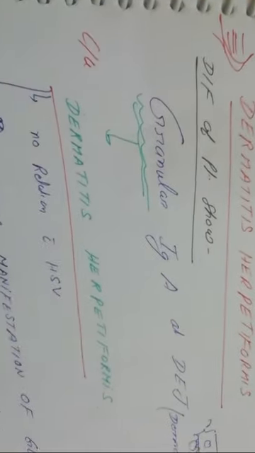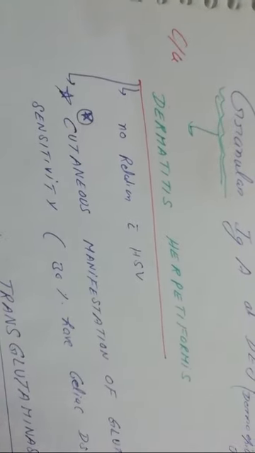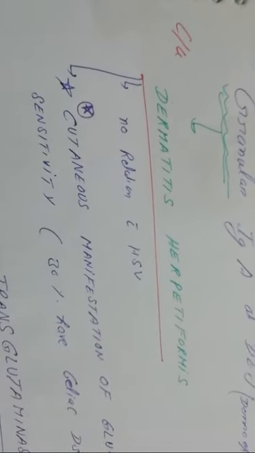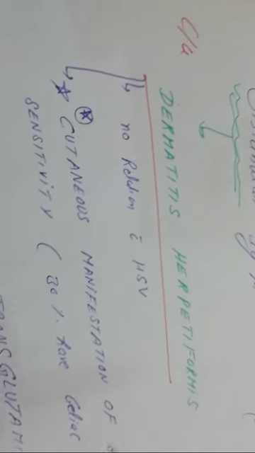So let us read the points once again. It's written that dermatitis herpetiformis has no relation with herpes simplex virus. If there is no relation with herpes simplex virus, why do you expect it to be called herpetiformis? So let us look into the lesions. This is how dermatitis herpetiformis looks, and if you observe carefully, it looks like the lesions of herpes simplex virus. That's the reason we gave the name herpetiformis. So it has no relation with herpes simplex virus.